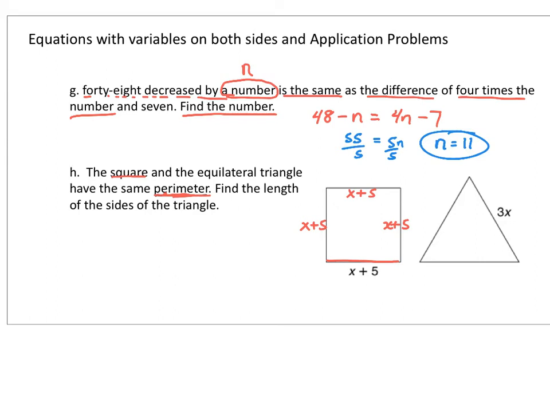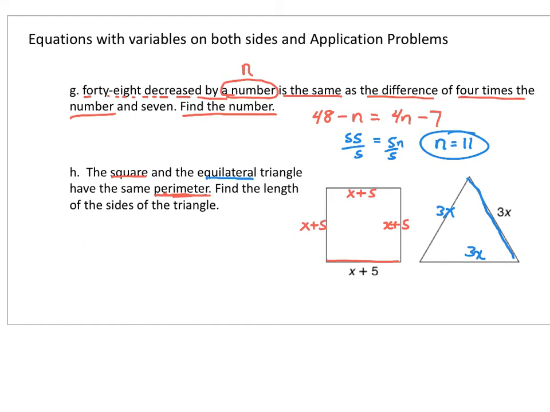The triangle is an equilateral triangle. What do you know about an equilateral triangle? All 3 sides are the same. So if this side is 3x, then that means this side's also 3x, and this side's also 3x. So the perimeter of a triangle would be all 3 of those sides added together. That would be 3x plus 3x plus 3x.